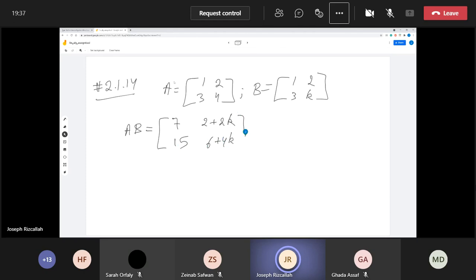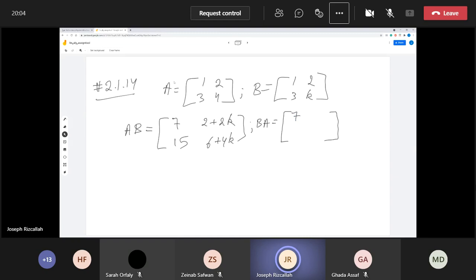So this is the matrix AB. And now let's find BA. Again, it's going to be a 2 by 2 matrix, right? Let's find the first entry, the 1,1 entry. To find it, I need to use the first row in B and the first column in A. So it will be 1 times 1 plus 2 times 3, which is again 7, right?